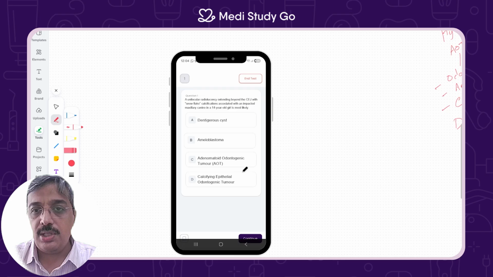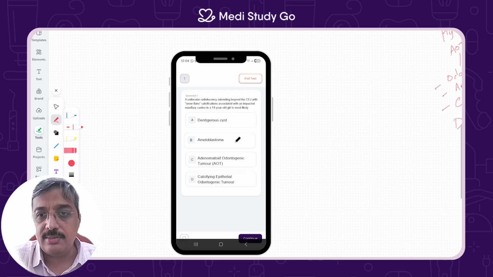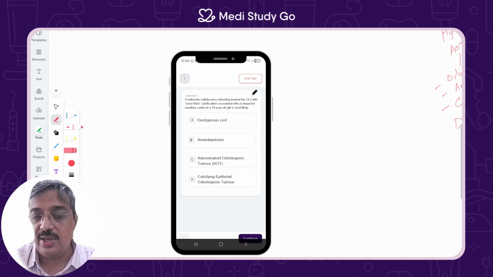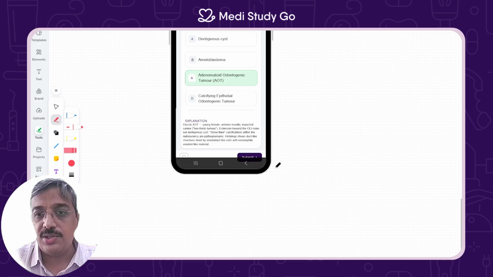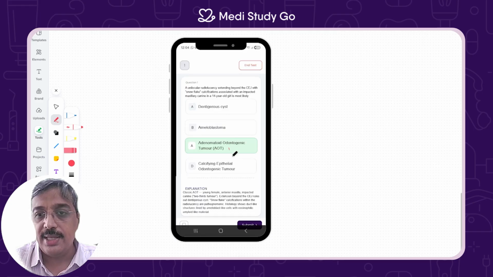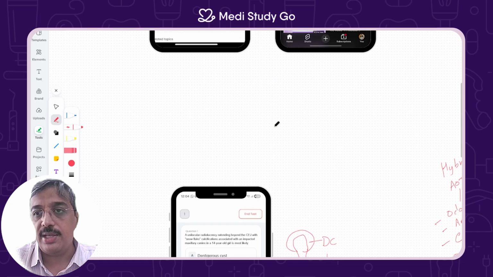Let's look at the second question. A unilocular radiolucency extending beyond the CEJ, very important, because when you have a tooth attached to the cementoenamel junction, it is more likely to be a dentigerous cyst. In a 14-year-old, very good, because the second and third decade makes it the two-thirds tumor, and a snowflake-like appearance because of the presence of calcifications. So all of this points towards adenomatoid odontogenic tumor.